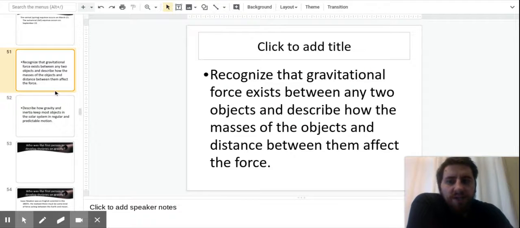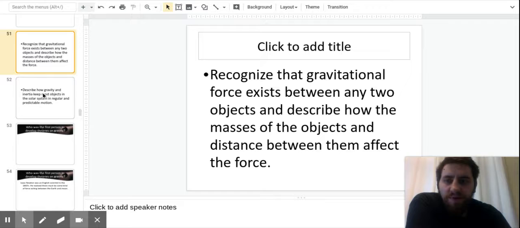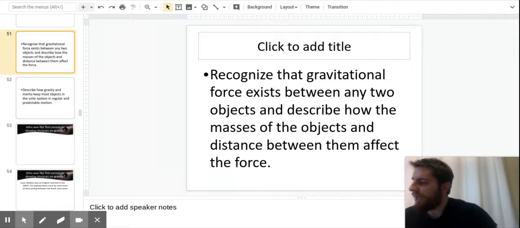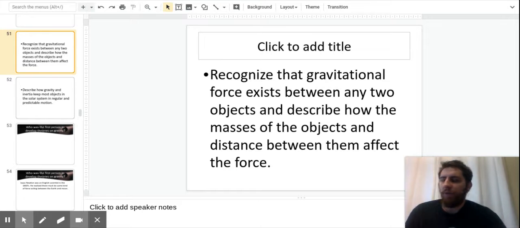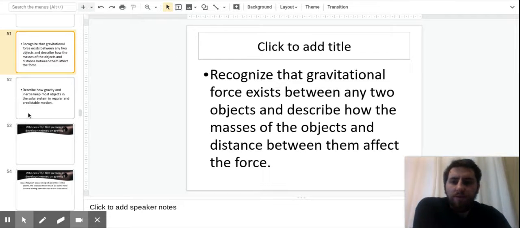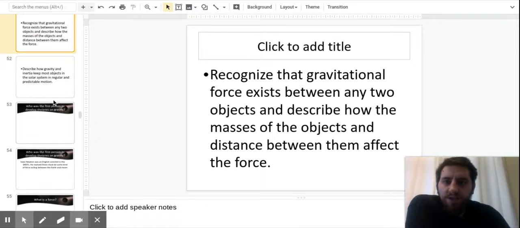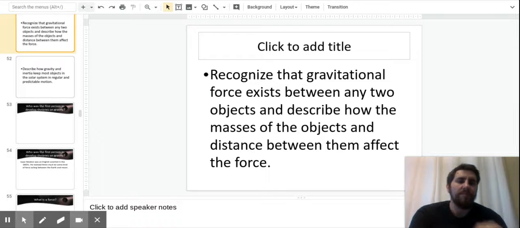I want you guys to recognize that gravitational force exists between any two objects and describe how the masses of the objects and the distance between them affect the force. Okay, I believe I am going to stop there. I went a little ahead with the notes here, but that's okay. The next part you're going to be reading up about seasons. I described it here, hopefully that helps. And then we're going to read about gravity and force and things like that.